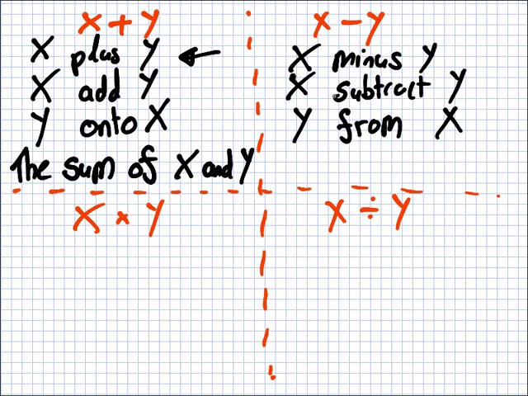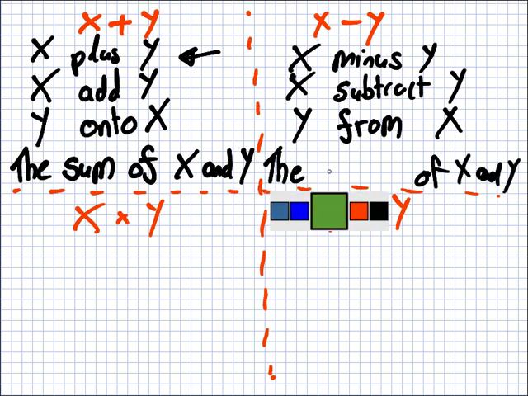So in English you can do both. You can say X minus Y or Y from X. You can go both ways. Okay. And the last one here, the something of X and Y. Does anyone want to guess what word we could put here? The something of X and Y.